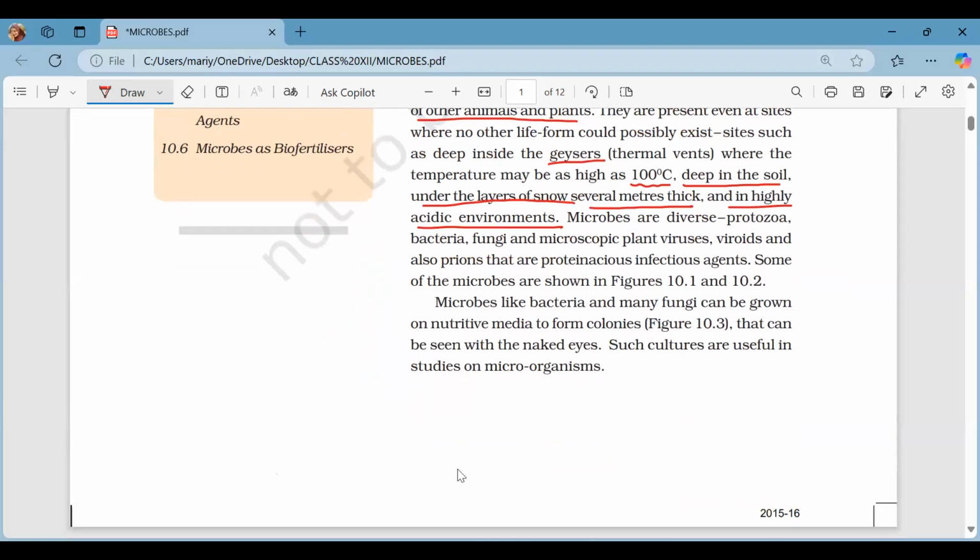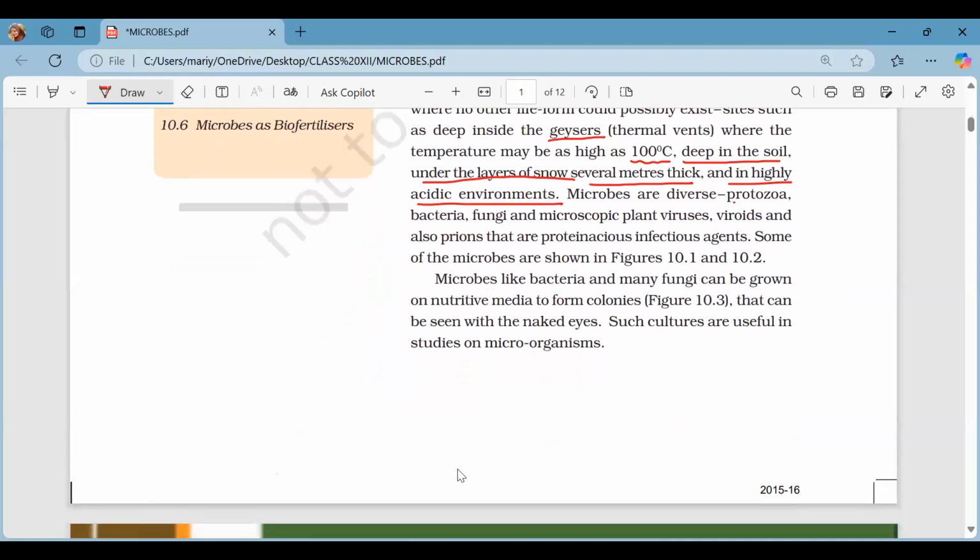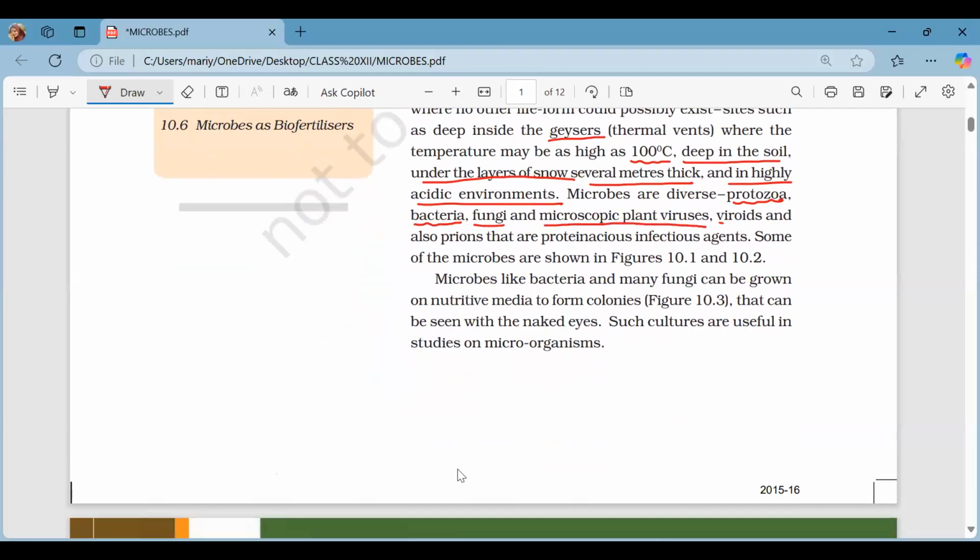Now, microbes are diverse, meaning protozoans come under that, bacteria, fungi, even microscopic plants, viruses, viroids, and also prions, which are proteinaceous infectious agents. They don't have their own DNA or RNA, they just have protein as their structure, and that protein itself is infectious. So we call them prions. These are all the organisms that are constituted as microorganisms.